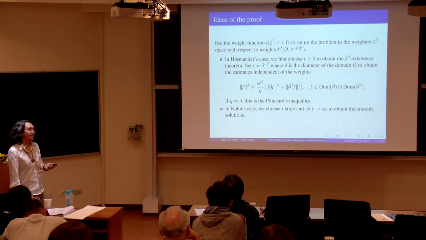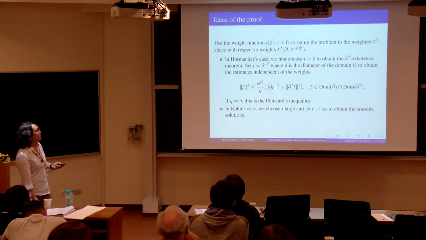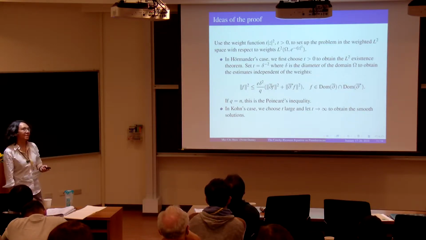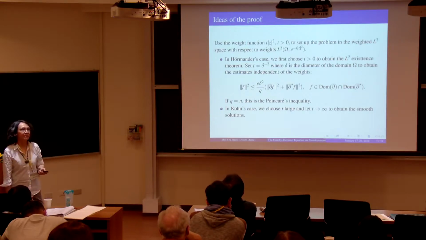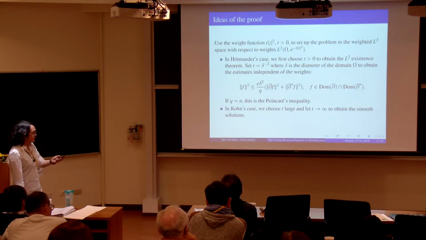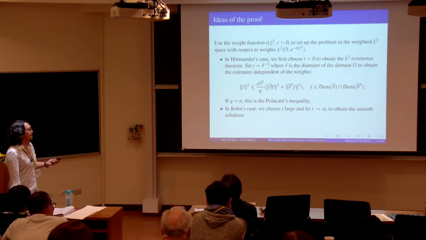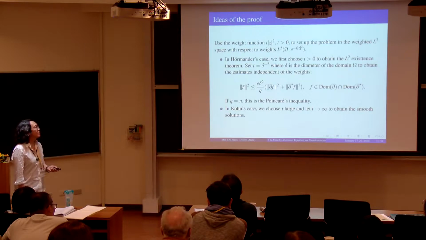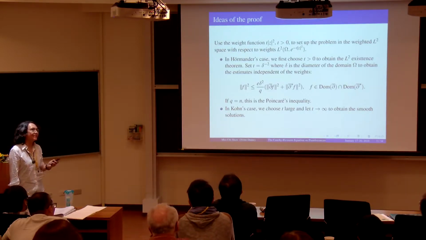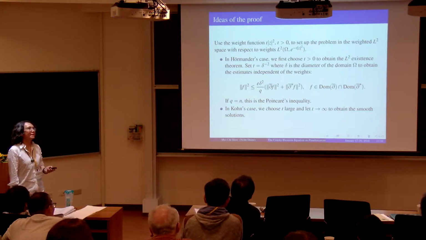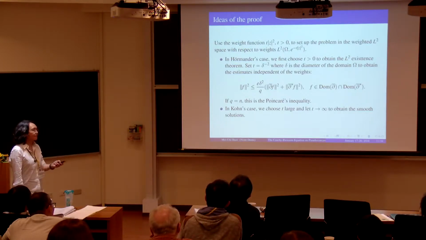So this basic estimate holds for any bounded domain. Delta is our diameter. And this is our Poincaré inequality in several complex variables. And in Cohn's case, for pseudo-convex domains, he used a similar method. But now let t go to infinity. And that's basically the proof.